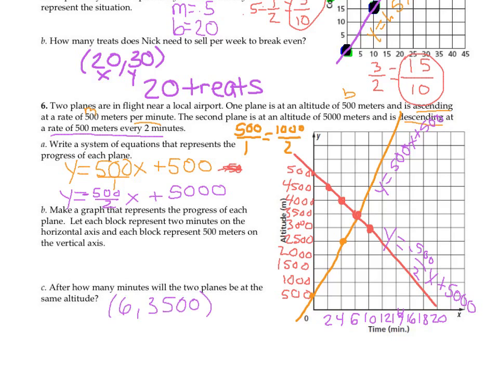And so it wants, after how many minutes will the two planes be at the same altitude? That same altitude is our second number, 3,500, because that is what our y's are being represented by. So 6 minutes will be our answer because 6 is our x value, so it'll take 6 minutes for the two planes to be at the same altitude.